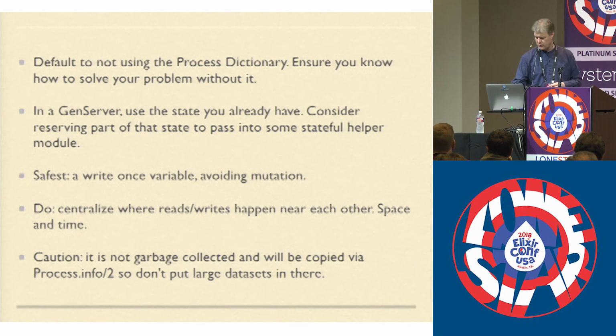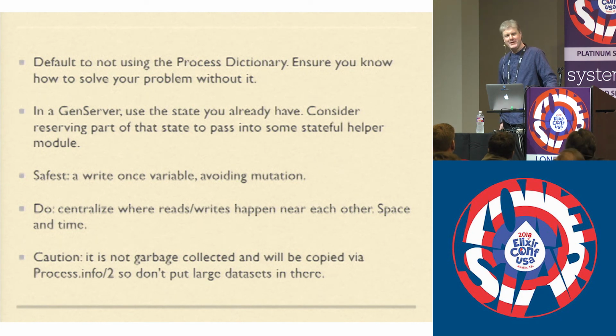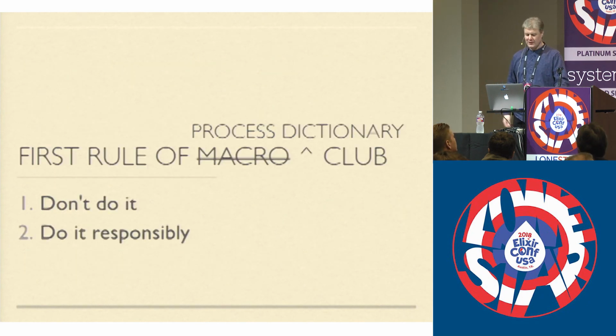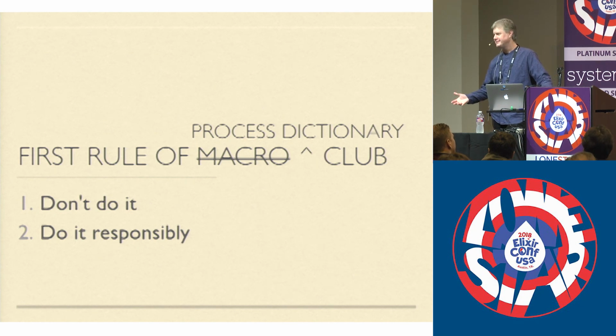So, next. All right, going through all this, I kind of felt like process dictionary has been this annoying little stepbrother of macro club. You know what I mean here? Developers are interested in it, they want to know about it, but there's rules. And unfortunately, I didn't come up with anything more creative than, the first rule of process dictionary club is don't do it, or if you're going to, do it responsibly.